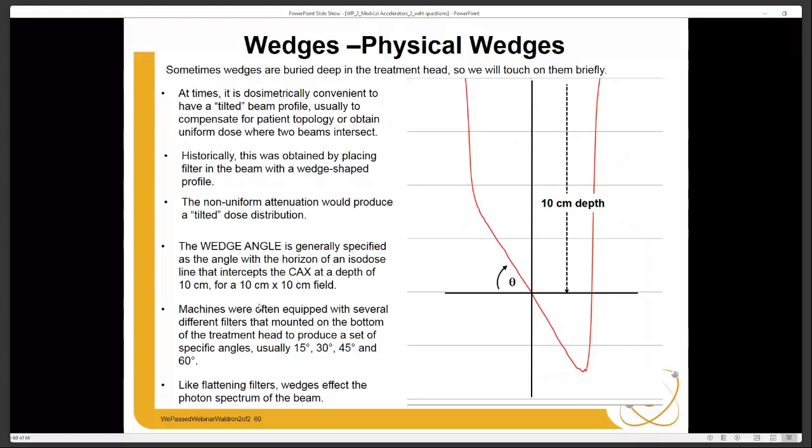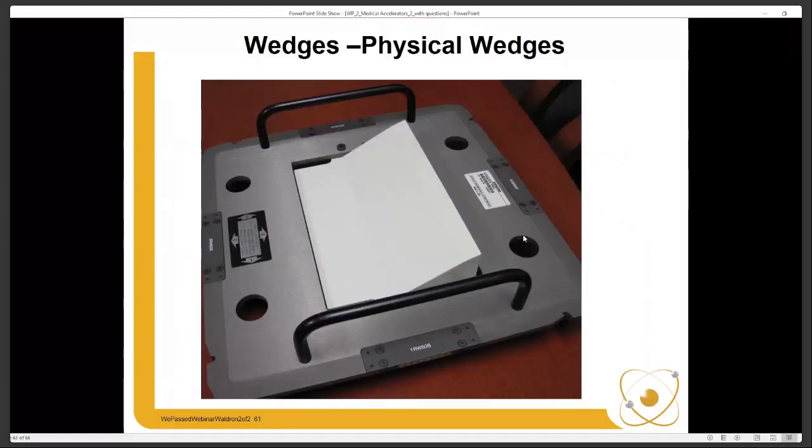It's a good idea to remember that, like flattening filters, wedges affect the photon spectrum. If I look at the way the beam profile changes with depth for my wedged beam, even in the unwedged direction, I will see that the behavior as the profile changes with depth is quite different than for the unwedged beam, and this is because the presence of the filter alters the photon spectrum.